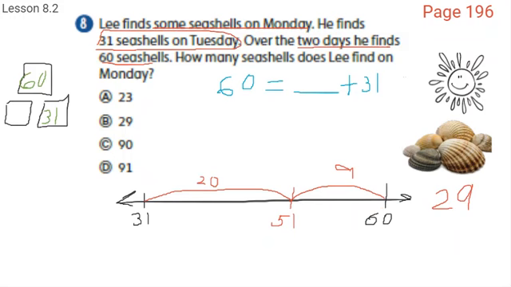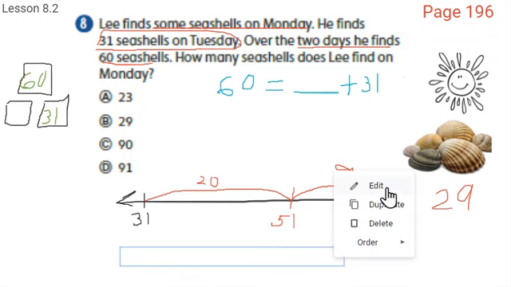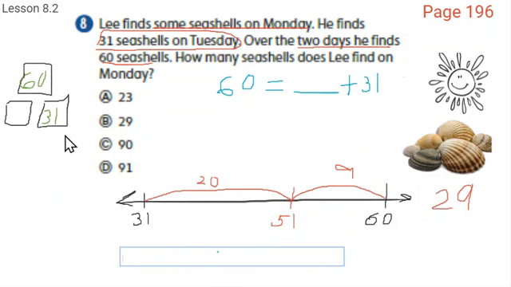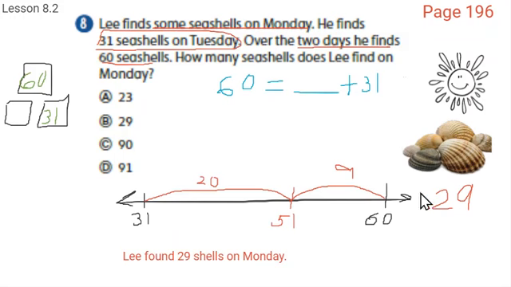So we're not finished. Let's get this written out. So let's see here. Lee found 29 shells on Monday. That's how you figure this out, okay?